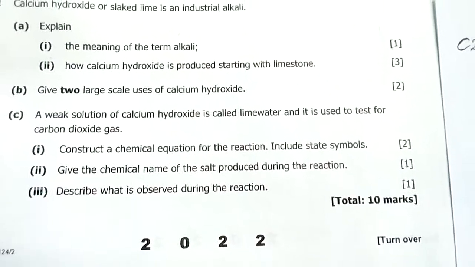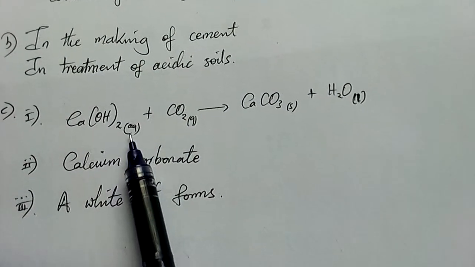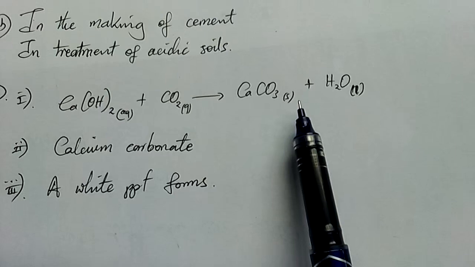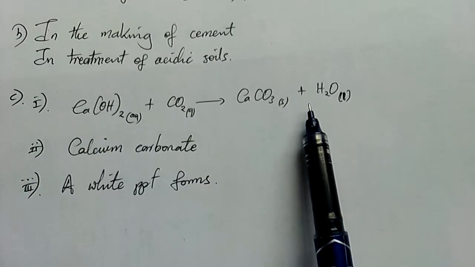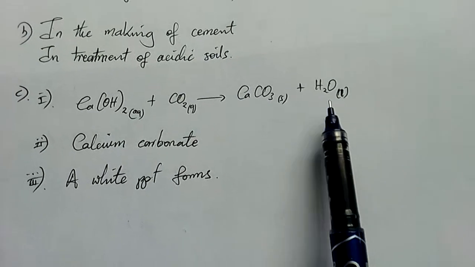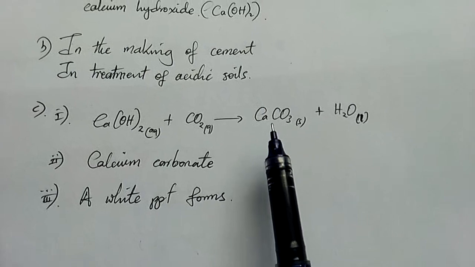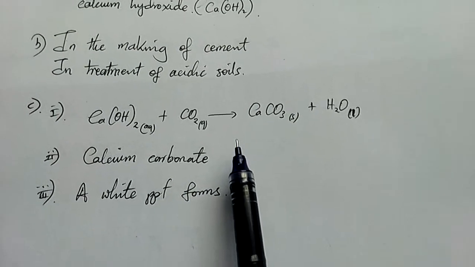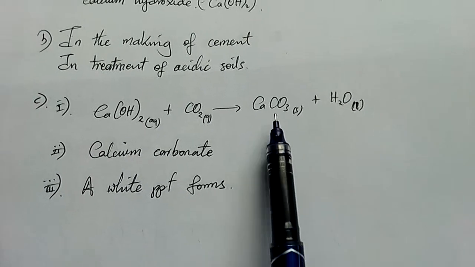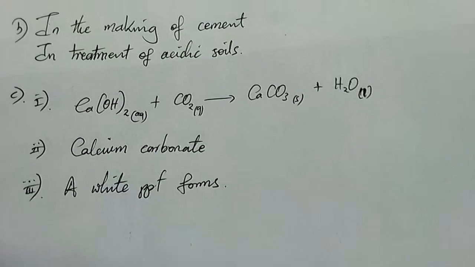Let me just get to the answers. My answer there is calcium hydroxide aqueous, because it's a weak solution of calcium hydroxide, plus carbon dioxide gives us calcium carbonate, a solid, which is observed in the form of a white precipitate, which makes the lime water milky, or some people even say cloudy, and water. So number 2, calcium carbonate is the name of the salt produced in this chemical reaction. It's a salt because it can result from carbonic acid. You know the definition of a salt. Then lastly, a white PPT is formed. That's the observation made in the chemical reaction.